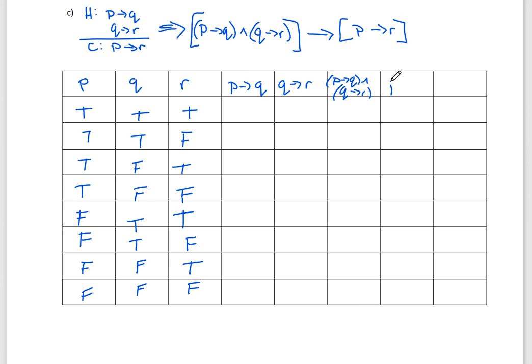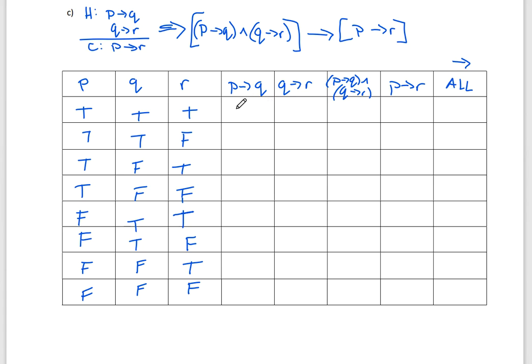Then we have our conclusion, P implies R, right? This column represents my conclusion. And everything together, so I can put all, right? That's my conditional. So not biconditional. Biconditional shows equivalence. Conditional proves arguments. Okay, so then filling in all of my columns.